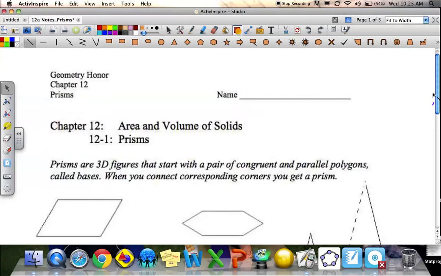Chapter 12, Area and Volume of Solids. The first section is concerning prisms. Prisms are three-dimensional figures that start with a pair of congruent parallel polygons called bases. When you connect corresponding corners, you get prisms.